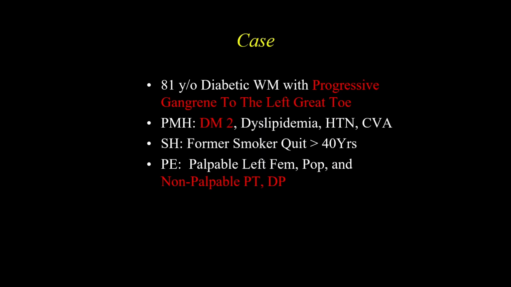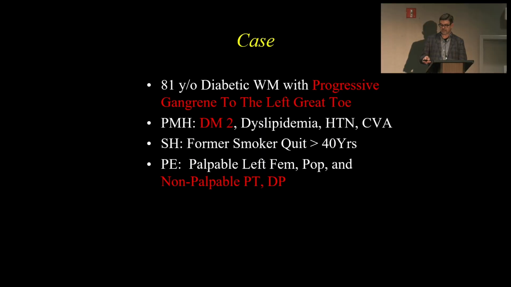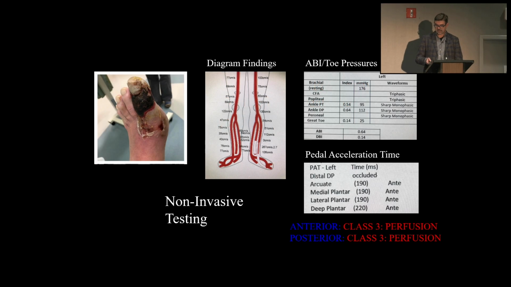So this is a gentleman that was an 81-year-old diabetic with progressive gangrene to the left great toe, had diabetes, dyslipidemia, former smoker, palpable femoral pulse, pop pulse, non-palpable pedal pulses. And in the first picture, he showed up to the ER with a blister over the end of his toe.